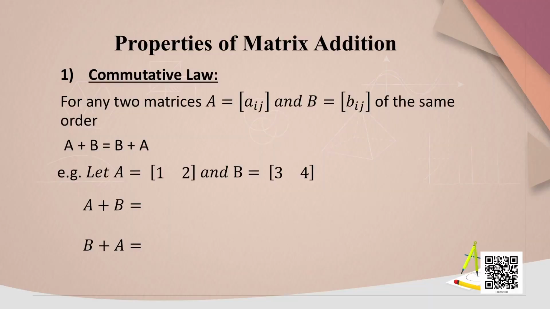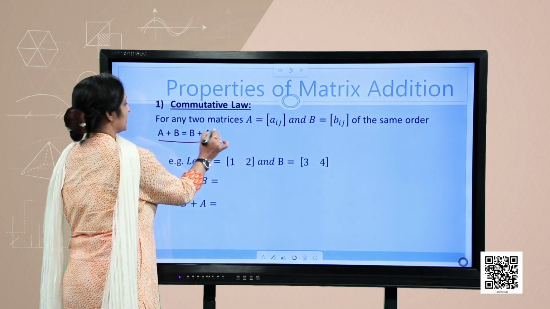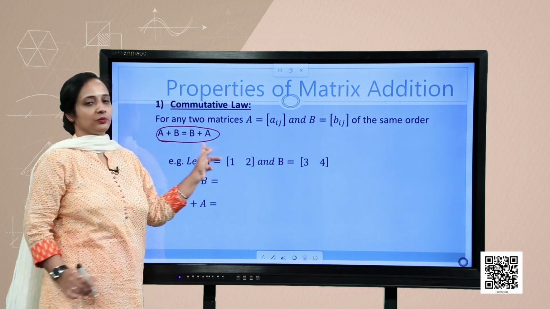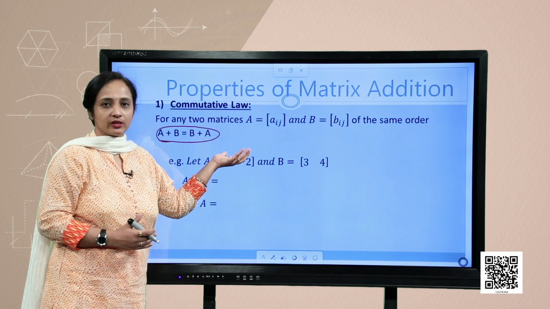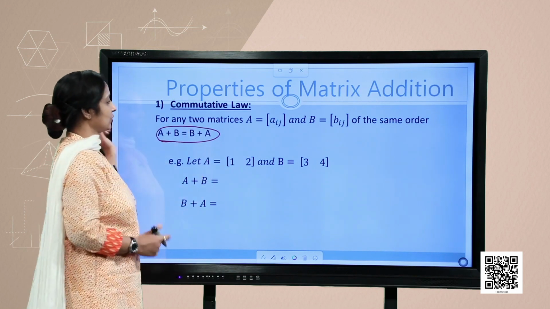So, let us study few of the properties of matrix addition. First is commutative law. For any two matrices A and B of the same order, you can have A plus B is equal to B plus A. Like you add 1 plus 2 or 2 plus 1, you are going to get the same answer. The same is the case for matrices.